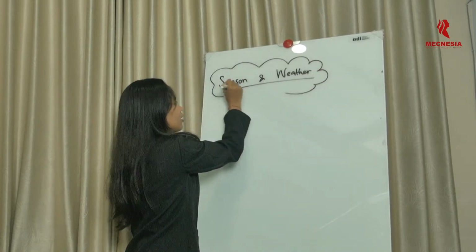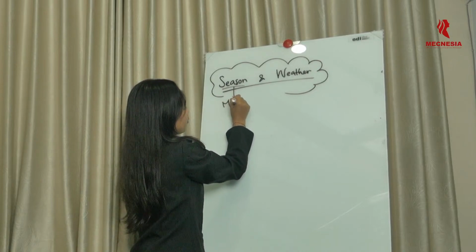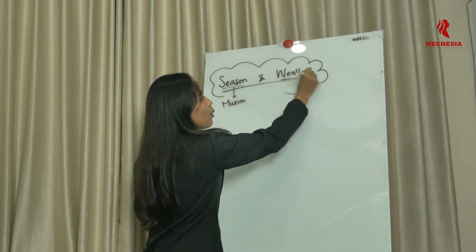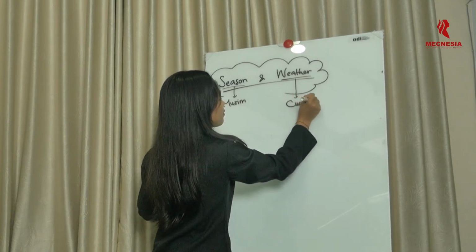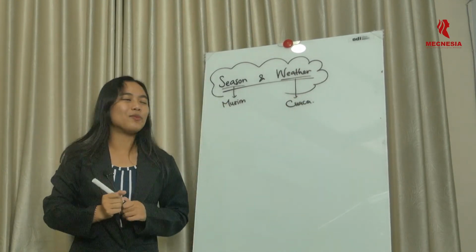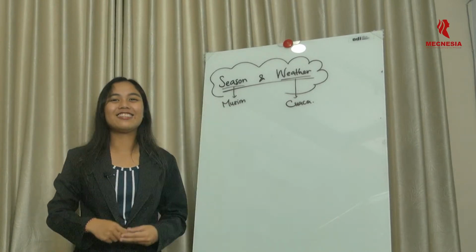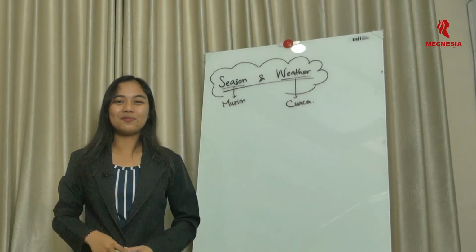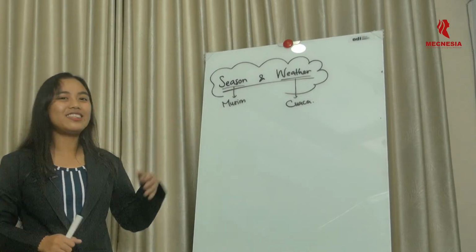Season in Indonesian means musim. Sedangkan weather in Indonesian means cuaca. Let's say it with me. Season, season, weather, weather. Season is musim, weather is cuaca.